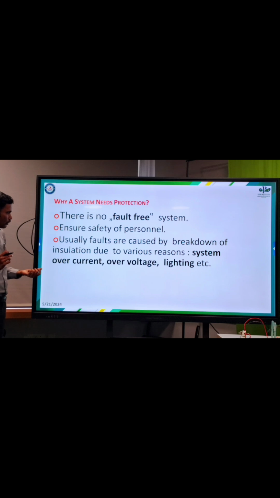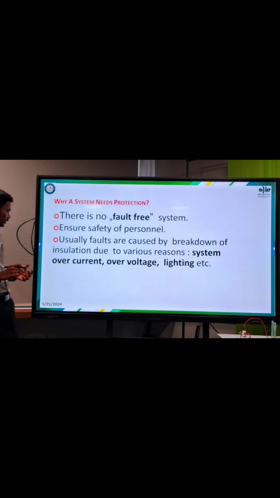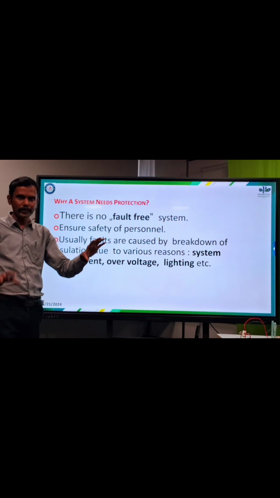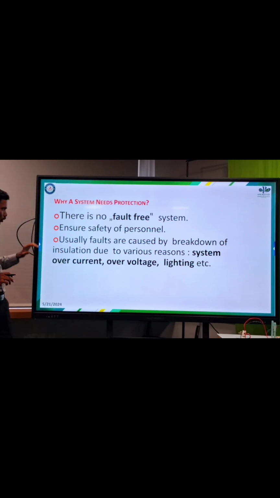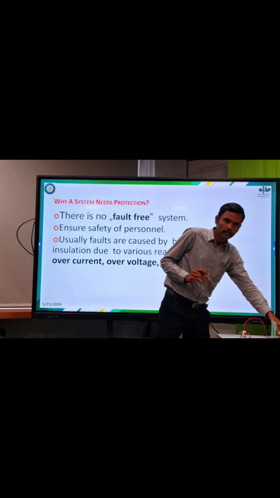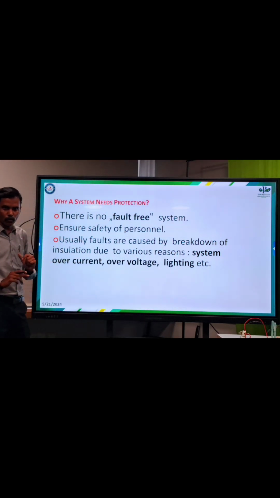Usually the faults may occur mainly because of the breakdown of your insulation. This can be like overcurrent, overvoltage, or maybe lightning. The two kinds of overvoltages are called internal overvoltages and external overvoltages. Internal overvoltage is mainly because of switching overvoltage. When I switch on any circuit, say for example I am having this circuit, I can switch off this circuit. So when I am switching on and off, a transient overvoltage will be present.